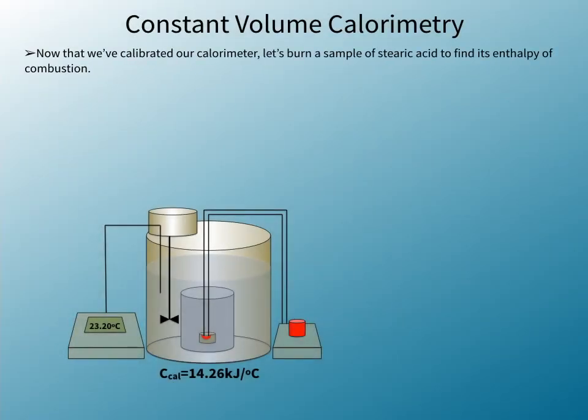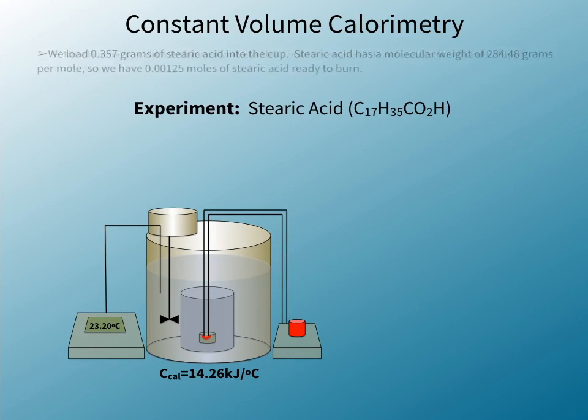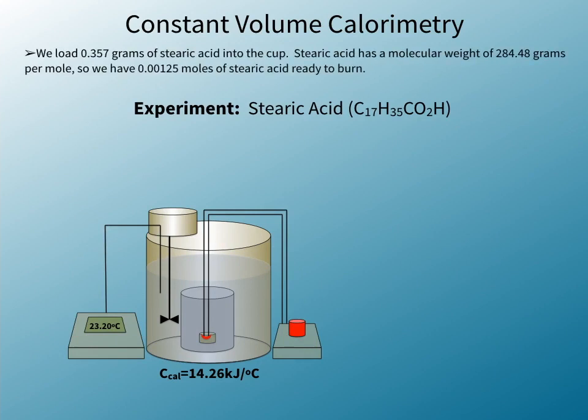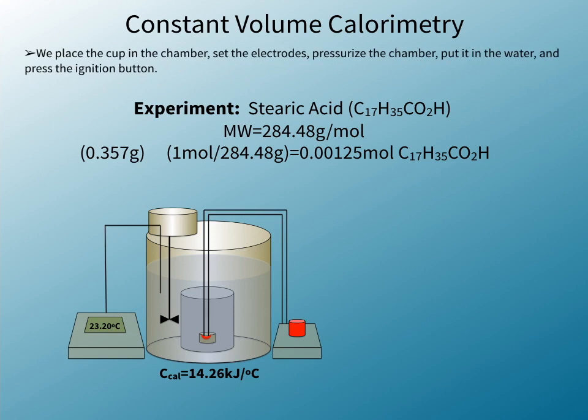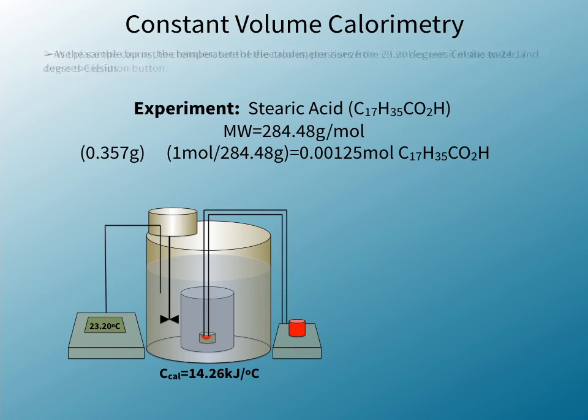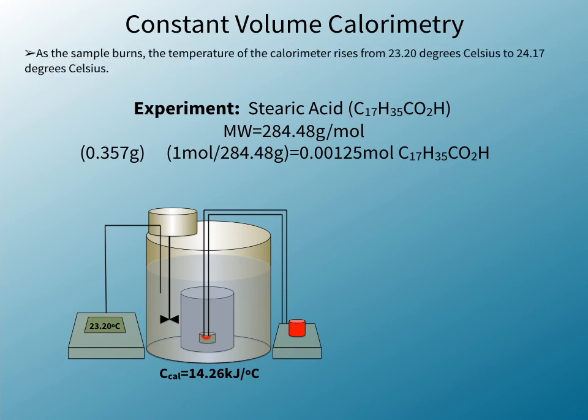Now that we've calibrated our calorimeter, let's burn a sample of stearic acid to find its enthalpy of combustion. We load 0.357 grams of stearic acid into the cup. Stearic acid has a molecular weight of 284.48 grams per mole, so we have 0.00125 moles of stearic acid ready to burn. We place the cup in the chamber, set the electrodes, pressurize the chamber, put it in the water, and press the ignition button. As the sample burns, the temperature of the calorimeter rises from 23.20 degrees Celsius to 24.17 degrees Celsius.